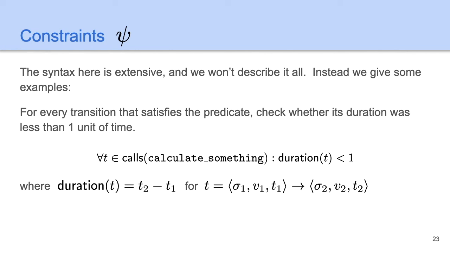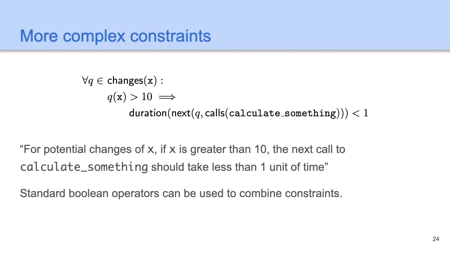So you see that we use a quantifier with the variable t and the predicate calls of calculate something. So each transition that satisfies this predicate will be given to the variable t, and then for each value of the variable t that we derive via this predicate, we use the duration operator, which is defined by CFTL, to take the difference in the timestamps between the two concrete states used in the transition. Once we've measured the duration, CFTL then makes it easy for us to compare this to a numerical value. We can then easily write more complex constraints.